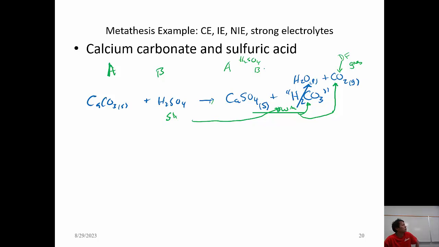So is that our third driving force? We have two driving forces. One, gas formation. Two, the second driving force was stronger acid to weaker acid. And three, precipitation of calcium sulfate. Is this a driving force?